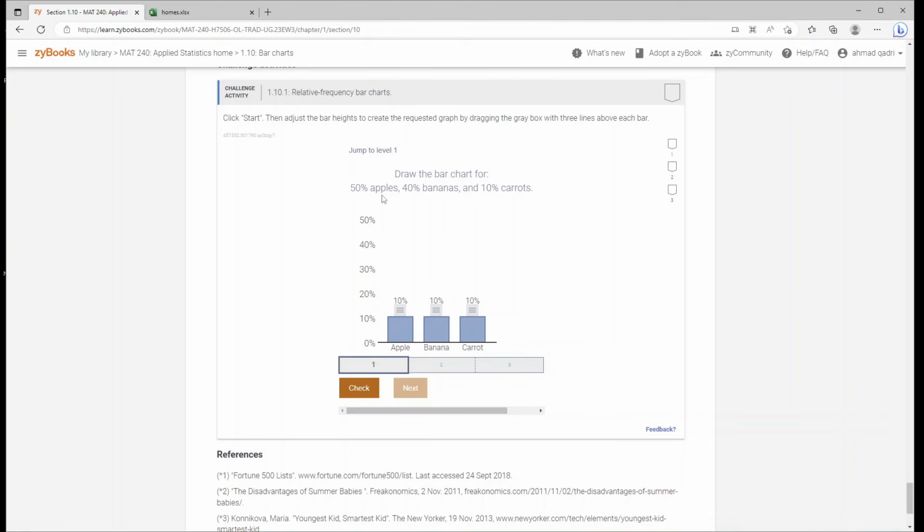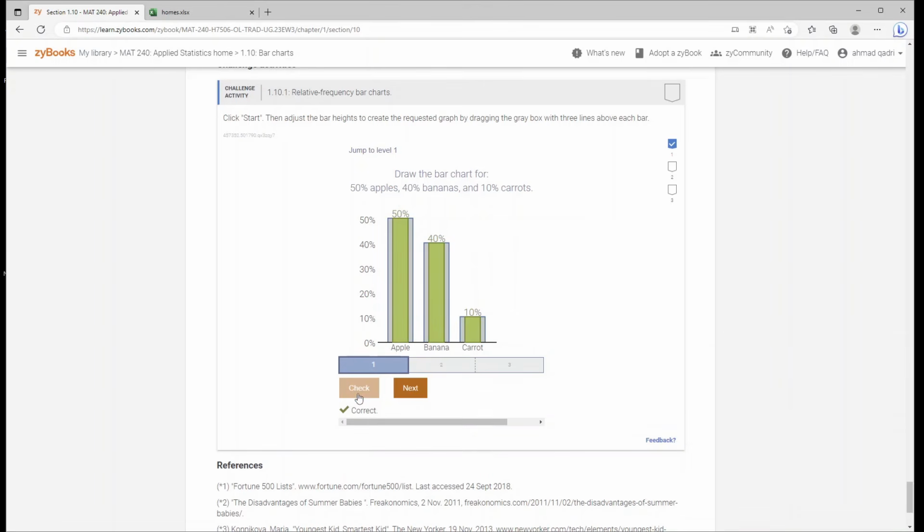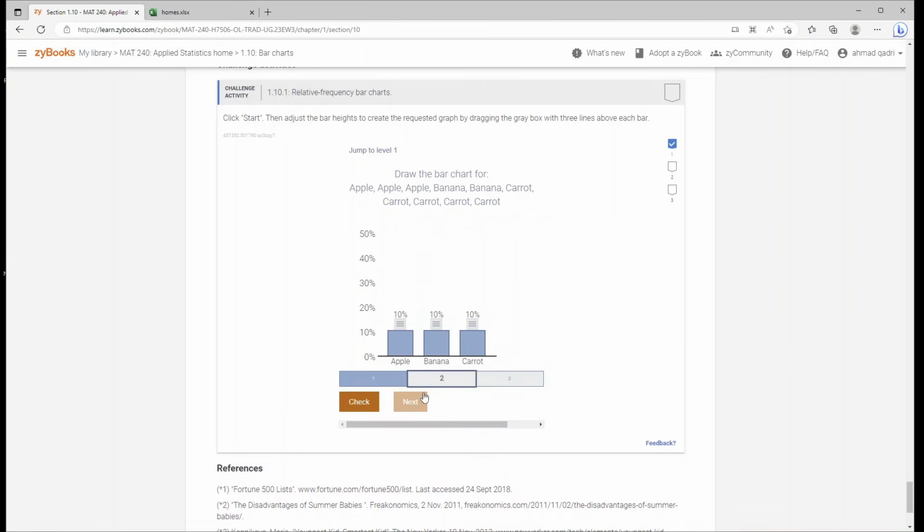So draw the bar chart for 50% apples. So here, apples we will take up to 50%. Bananas will be up to 40%. And carrots, we don't have to drag this because it is already at 10%. So this is the correct response. Let's go to the next one.